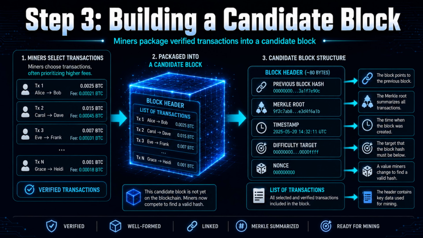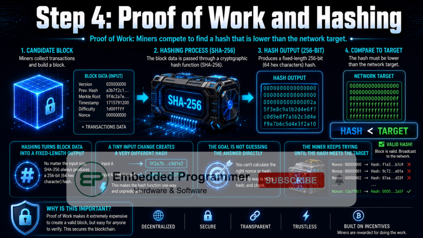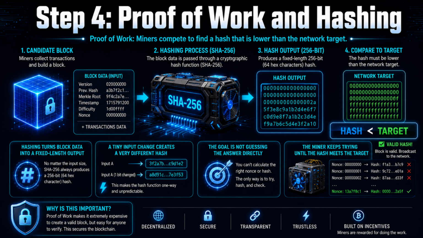At this point, the candidate block is not yet part of the blockchain. It is only a proposed block. The miner must now complete the proof of work process before the network will consider accepting it. Proof of work is the mechanism that requires miners to perform computational work before they can add a new block to the blockchain. The miner takes the candidate block header and processes it through a cryptographic hash function.